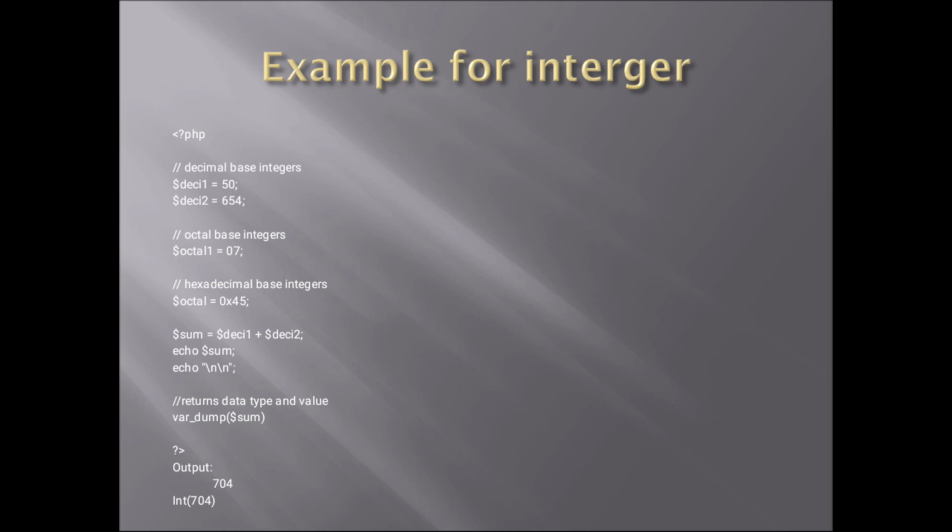What are the data types? We want to return the data type and value. For that we use var underscore dump, which returns the data type. We use it with the value in brackets, dollar sum. Then we close the PHP tag. Now we will get the output of adding decimal 1 and decimal 2.